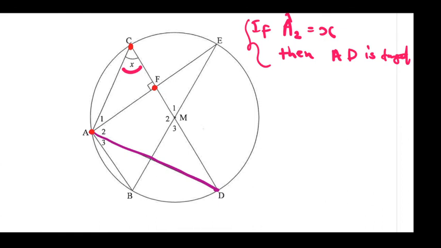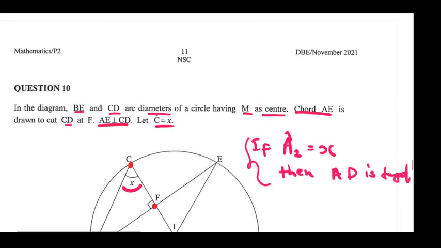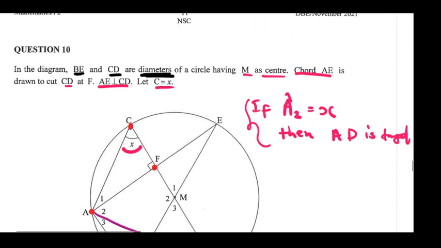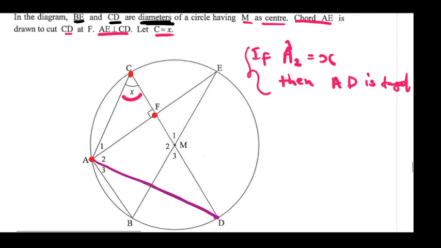So what we're going to do is this. I just want to take you back to the statement, where we were told that we have BE and CD, which are diameters. So this statement is critical for helping us solve this problem. So BE is a diameter. Where is BE? It's this one here. So if you miss the statement, you won't be able to solve this problem.